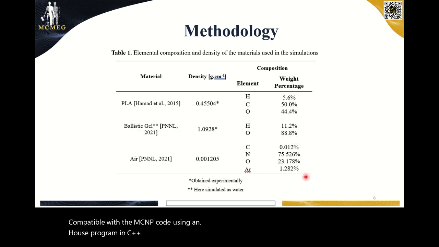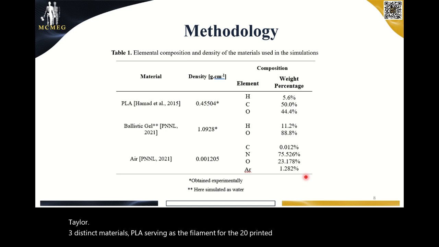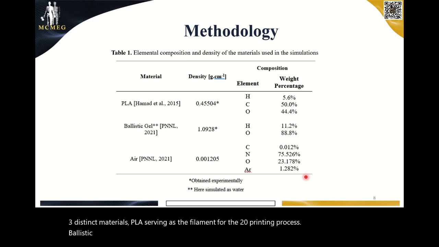For the computational model of our phantom, it entailed the utilization of three distinct materials: PLA, serving as the filament for the 3D printing process, ballistic gel, employed as the internal filling material, and external air of the surrounding environment.